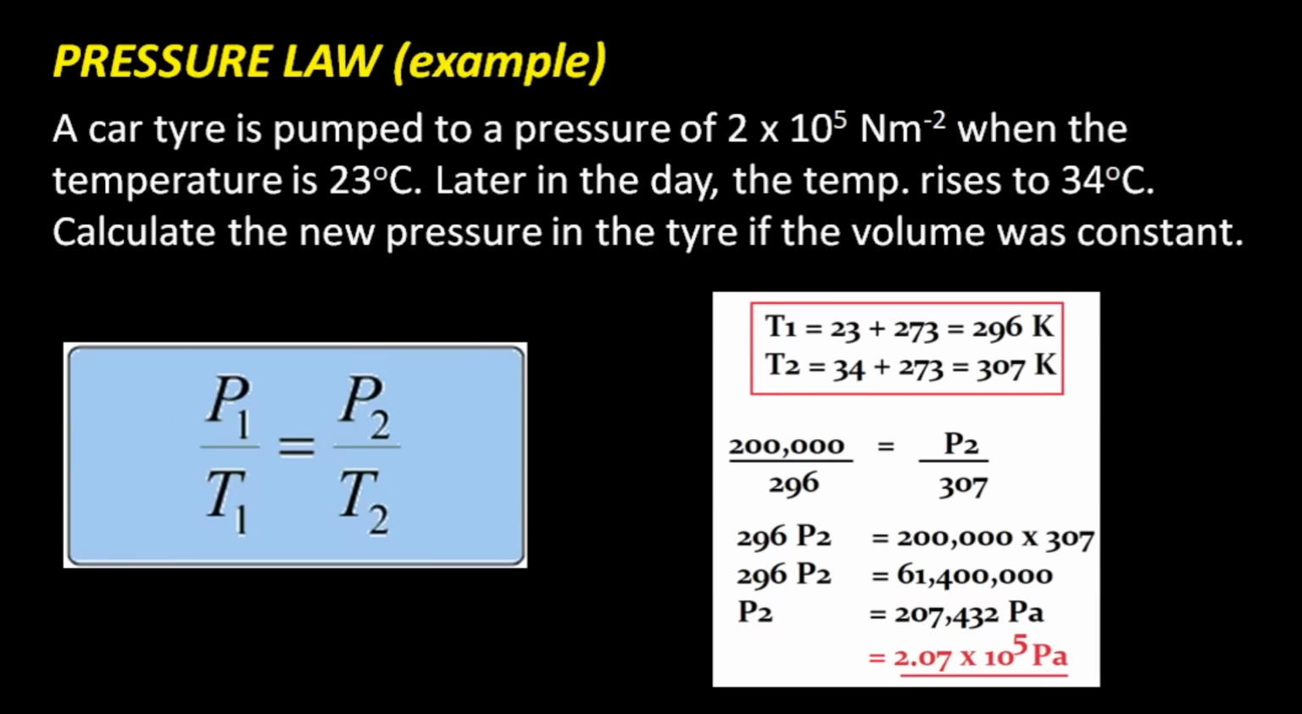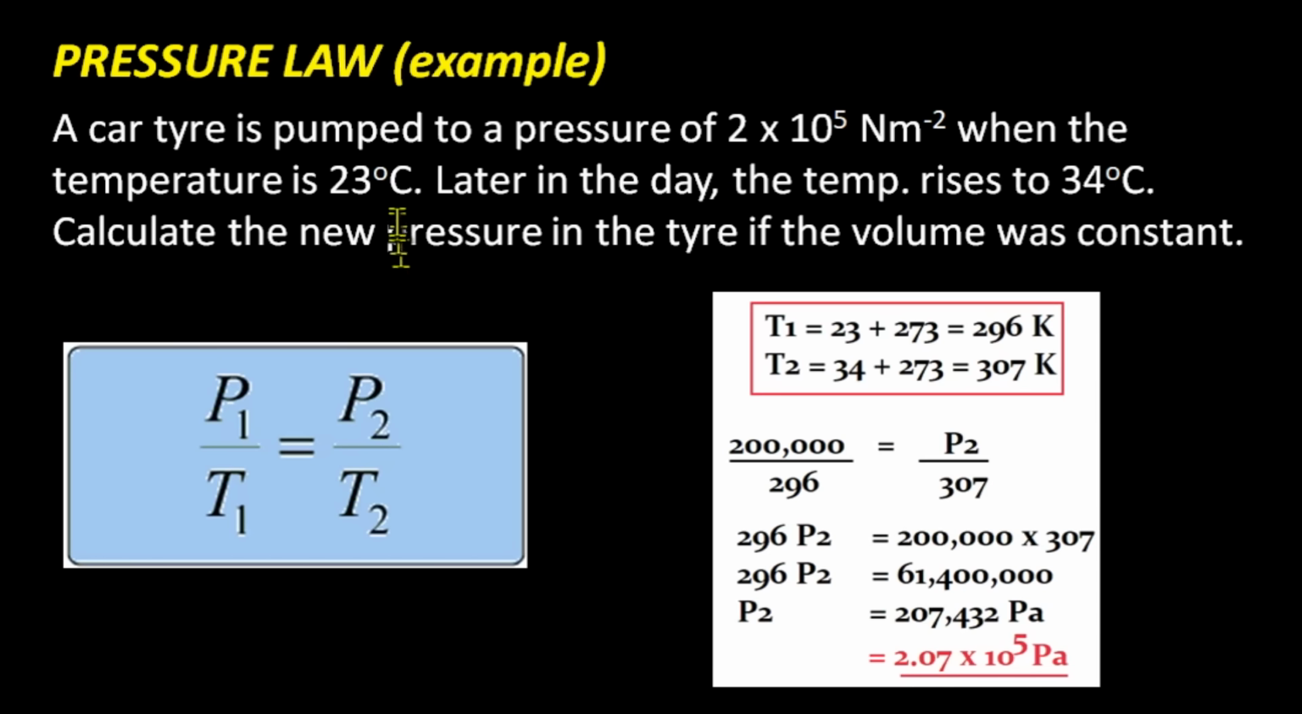Here we have an example using the pressure law. A car tire is pumped to a pressure of 2 times 10 to the power 5 Newton per meter squared, that is pascals, when the temperature is 23 degrees Celsius. Later in the day, the temperature rises to 34 degrees Celsius. Calculate the new pressure in the tire if the volume was constant. This is the formula here.